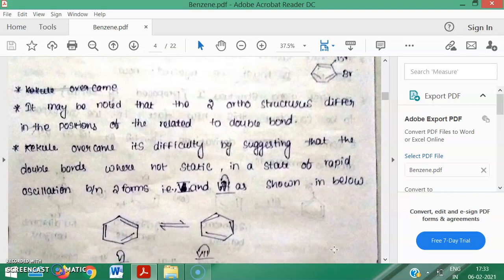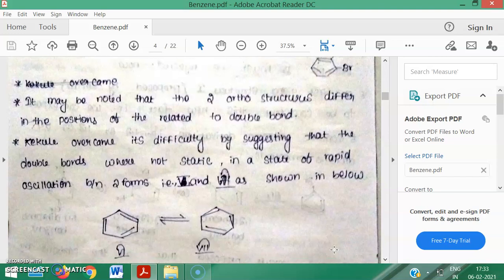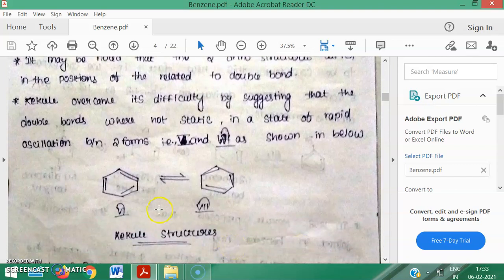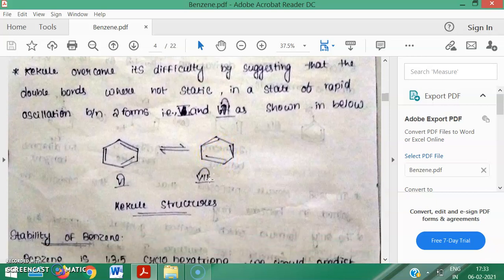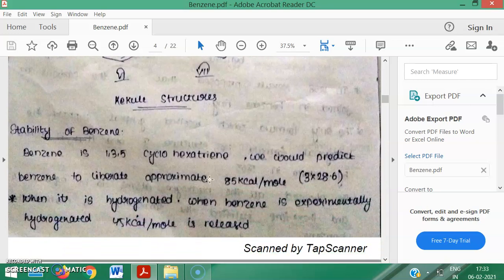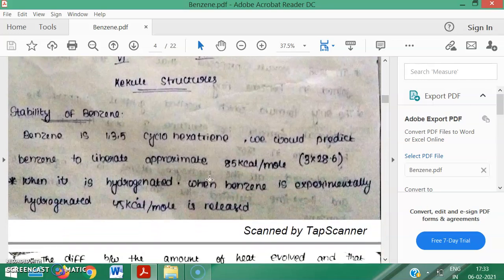Kekulé overcame this difficulty by suggesting that the double bonds are not stable, in a state of rapid oscillation between two forms, that is the 6th and 7th, as shown below. So these double bonds are not stable. They can oscillate from this form to this form. They are readily interconvertible. Why? Because delocalization of electrons takes place. So the final ring structure is given by Kekulé. That is about the Kekulé structure and how the benzene structure is proved.